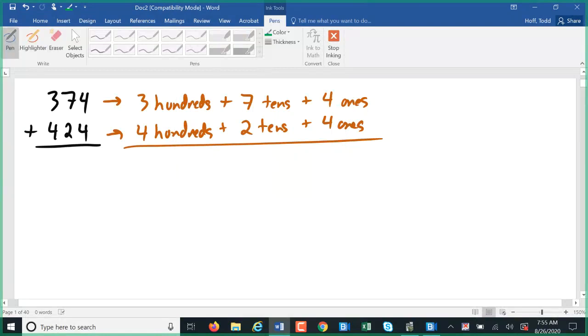Once we have those lined up, we can go ahead and just add. 300s and 400s make 700s. 7 tens and 2 tens make 9 tens. And 4 ones and 4 ones make 8 ones. So there we have it, 708. Now, if you were watching closely, you may have caught that I did something a little strange there. Did you see what it was?